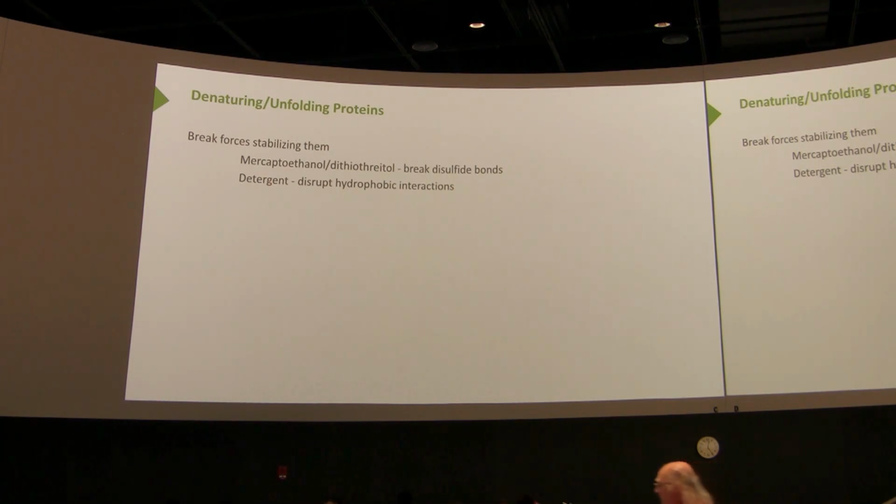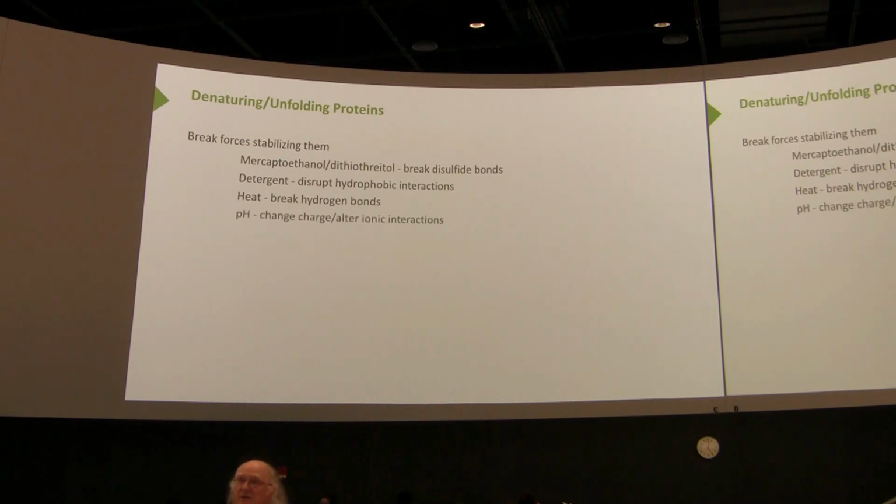Okay, I mentioned detergents. Detergents disrupt the hydrophobic bonds within a protein. Okay? Heat breaks hydrogen bonds. Another thing that breaks hydrogen bonds, I didn't put it on here, is urea. Urea in high concentrations will disrupt hydrogen bonds. Okay? We use it in the laboratory a fair amount sometimes to disrupt hydrogen bonds.